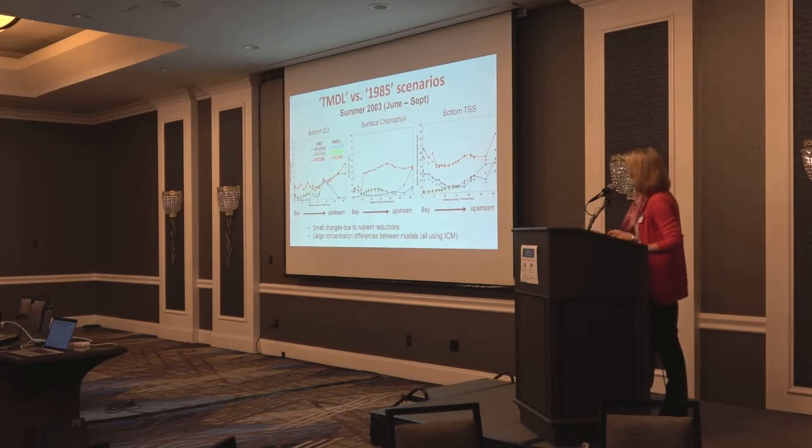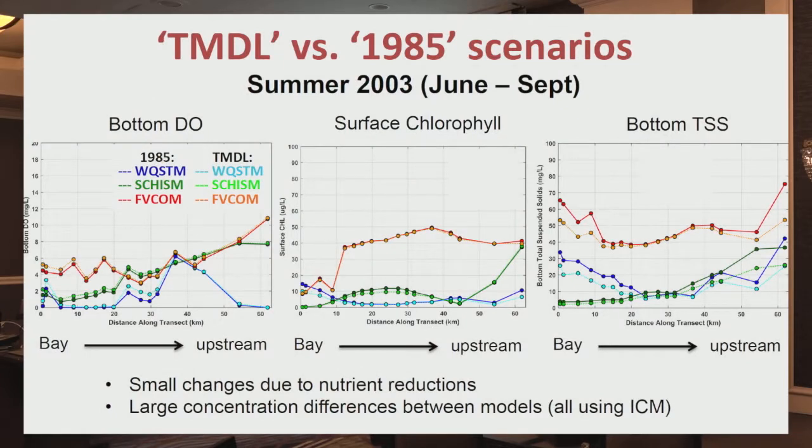So these are the results here. Now I'm showing the 3 different variables. We have bottom DO here on the left, chlorophyll in the middle, and TSS on the right. Again, on each of these panels, this is for summer 2003, we have 6 different lines. But again, you can probably only see 3 in the back.